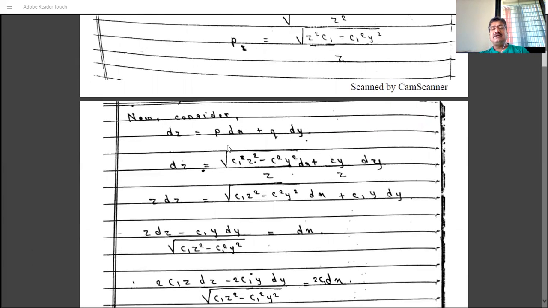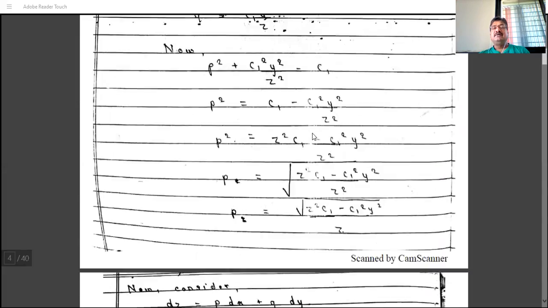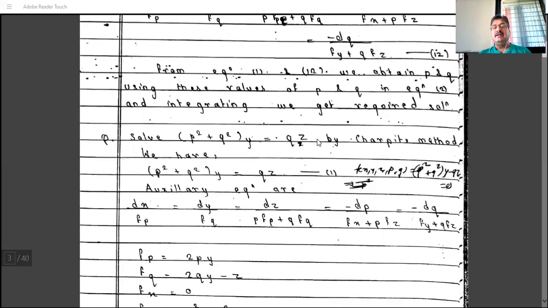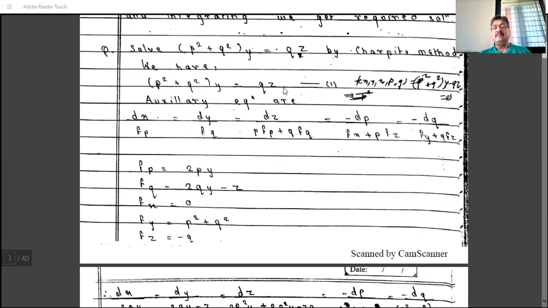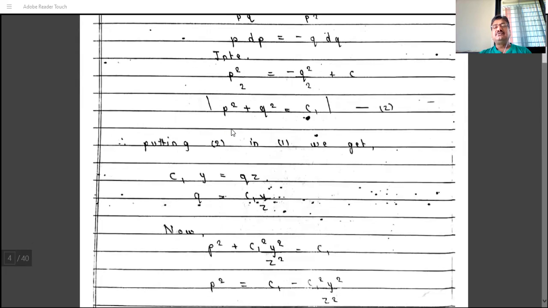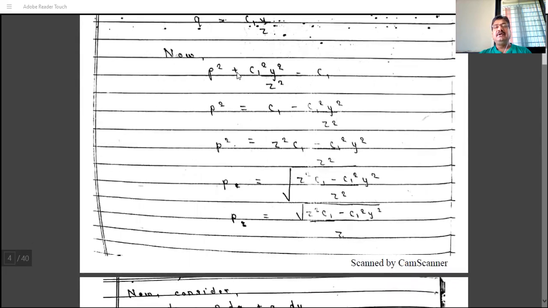And then consider the differential equation dz is equal to pdx plus qdy. From the given equation 1, and this auxiliary equation, we have to find the values of p and q. So we have this p and q. P is this and q is this.